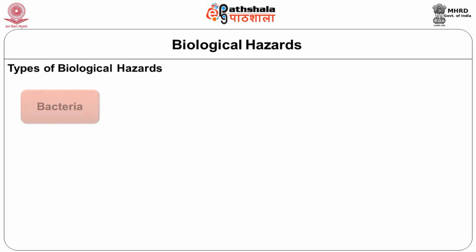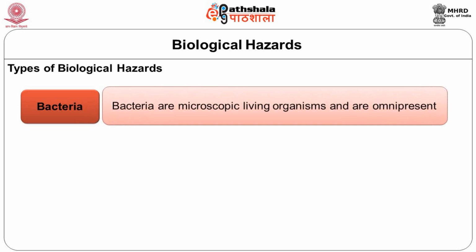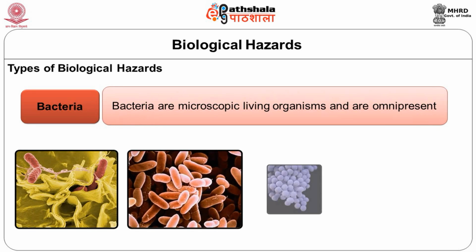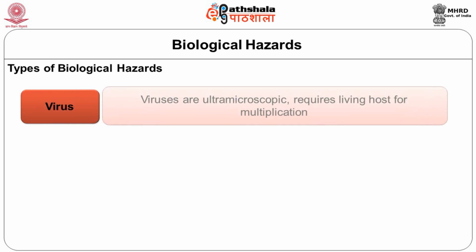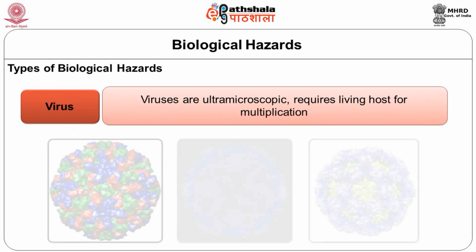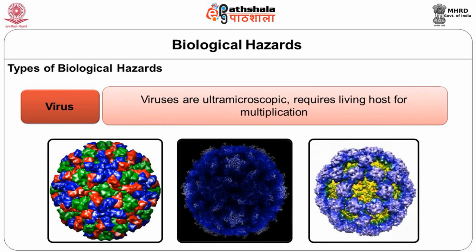So, what is bacteria? Bacteria are microscopic living organisms. They lack a distinct nucleus and are omnipresent. Examples of bacteria could be E. coli, Salmonella, Staphylococcus aureus, Bacillus, etc. Then comes the virus. Viruses are ultra microscopic organisms which require a host for multiplication. That is very important. They can't do it on their own, and they contain either RNA or DNA. Examples are hepatitis virus, rotavirus, Norwalk virus, etc.